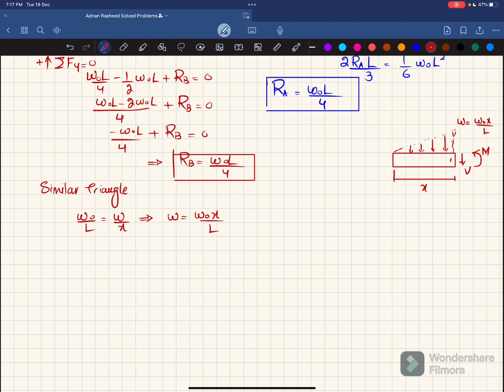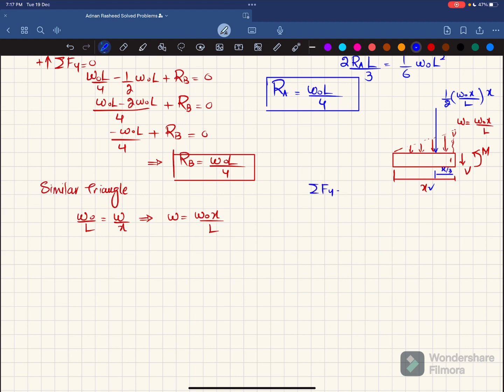Now when you convert this triangular load into a point load or concentrated load, it will be equal to 1 over 2 times this load, which is W naught X over L, times the length over which it acts, and that length is X. It will act at a distance of X by 3 from this point 1. Now we'll find this V and moment by using the equations of equilibrium.